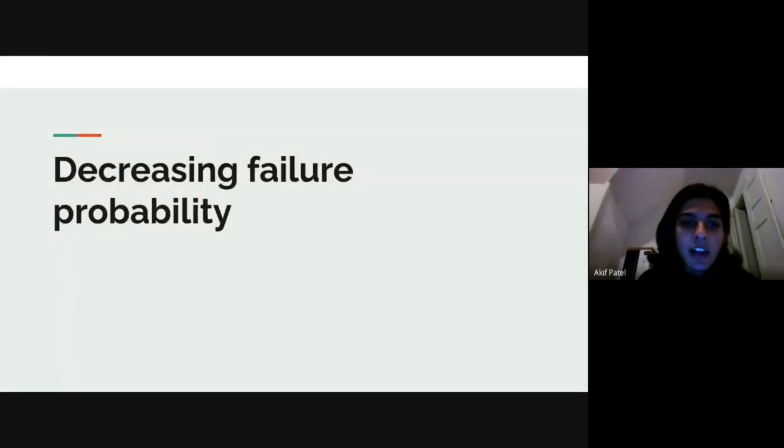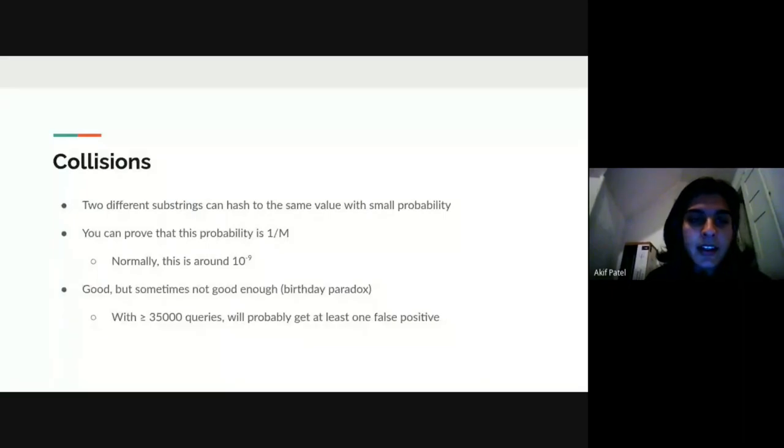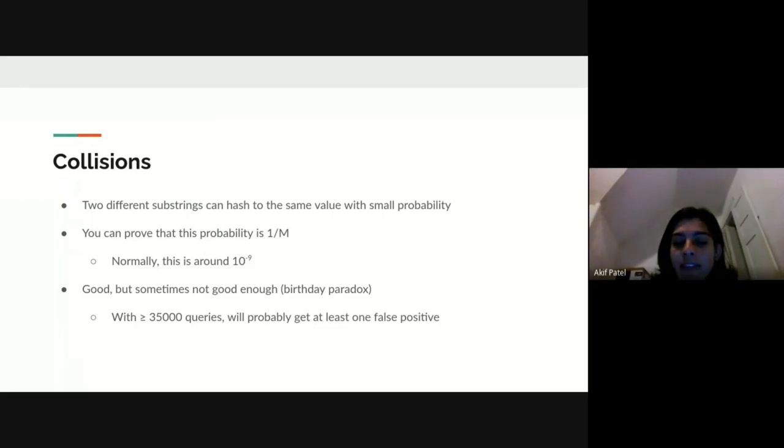Okay, so now let's talk about decreasing failure probability. As I mentioned in the very first slide, two different substrings can technically hash to the same value. It just has a very small probability, and you can prove that this probability is 1 over m. So if we use longs, then our mod value can be around 10 to the ninth. So the failure probability of a collision, meaning two things hashing to the same value, is 10 to the negative 9, 1 over a billion. This is good, but sometimes this is not good enough.